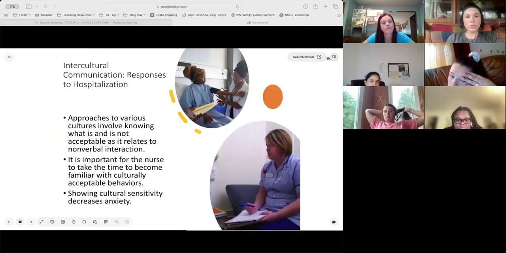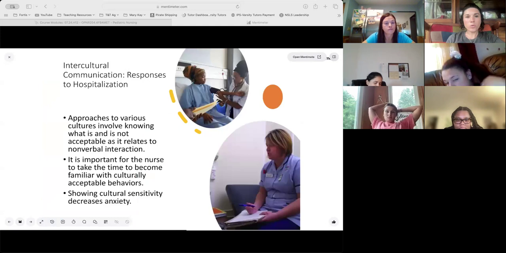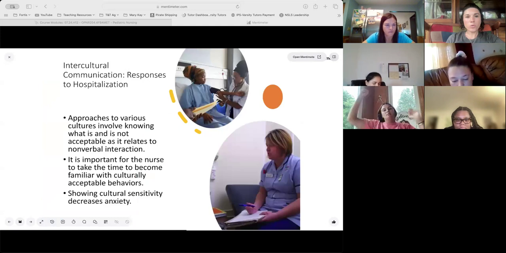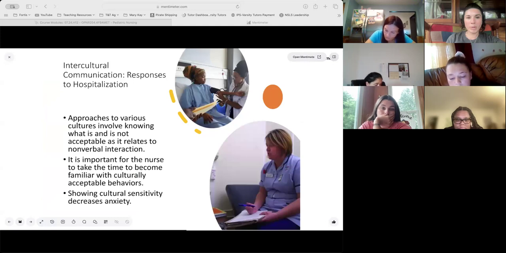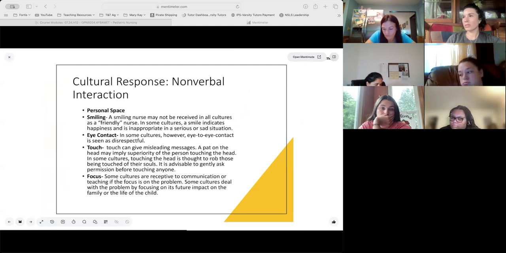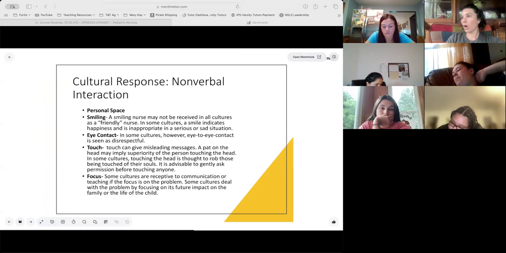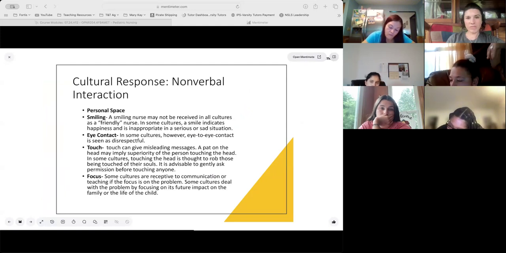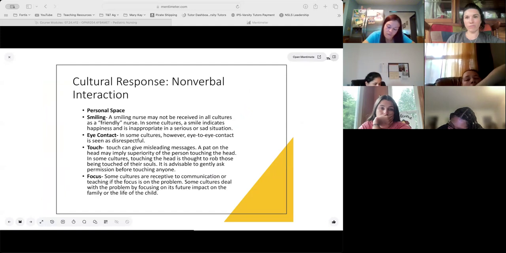We also have to be very careful about those nonverbal interactions that we have, understanding what is acceptable based on the patient's culture so that we can decrease that level of anxiety. So things like personal space, smiling, eye contact, touch can all be misinterpreted and convey a message that we are not intending. So we need to be very careful about our body language.